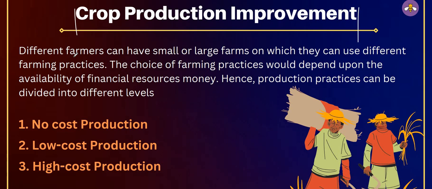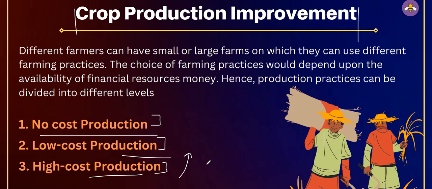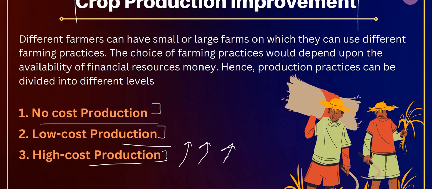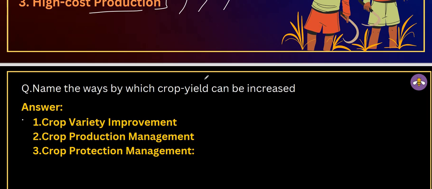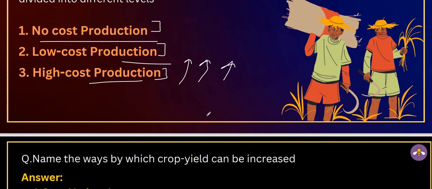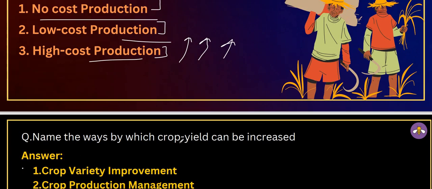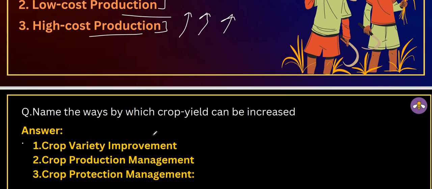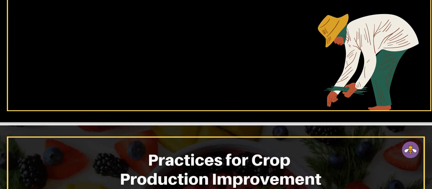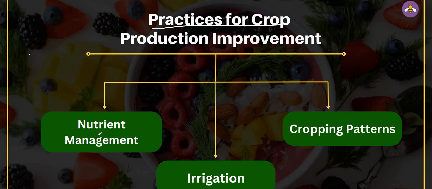Hence, the production practices can be divided into different levels. So, what are the different levels of production practices? That is, no cost production. No means you won't need any kind of money. Low cost production and high cost production. So, higher the material, higher the input, higher will be the output. Name the ways by which crop yield can be increased. So the ways that are used to increase the crop yield are crop variety improvement, production improvement and protection management. So practices for crop production, they are nutrient management, irrigation system and cropping patterns.